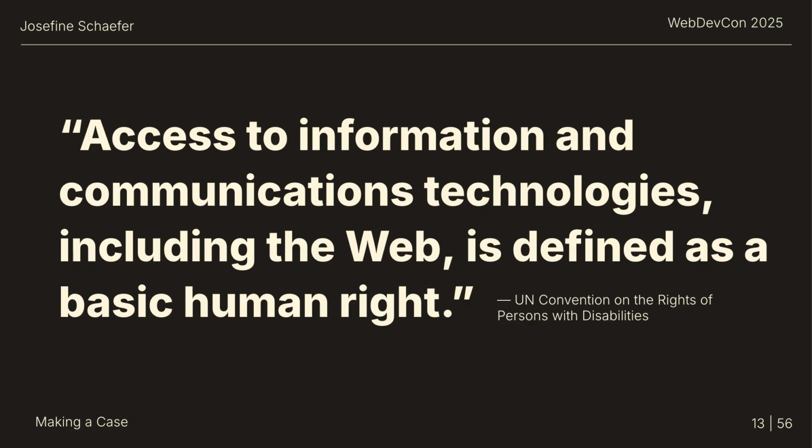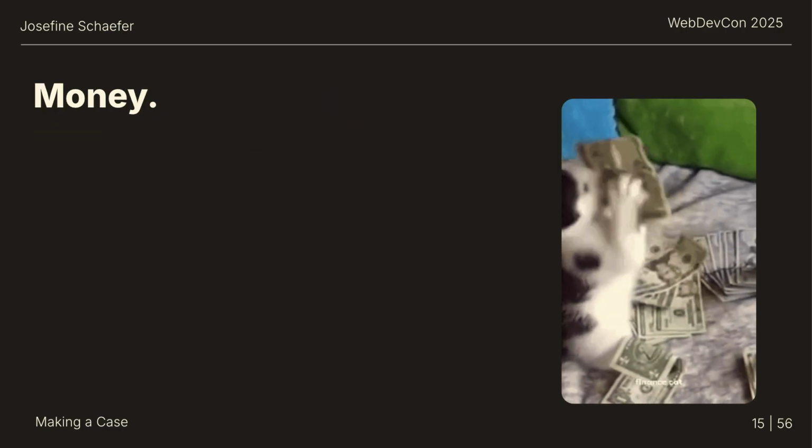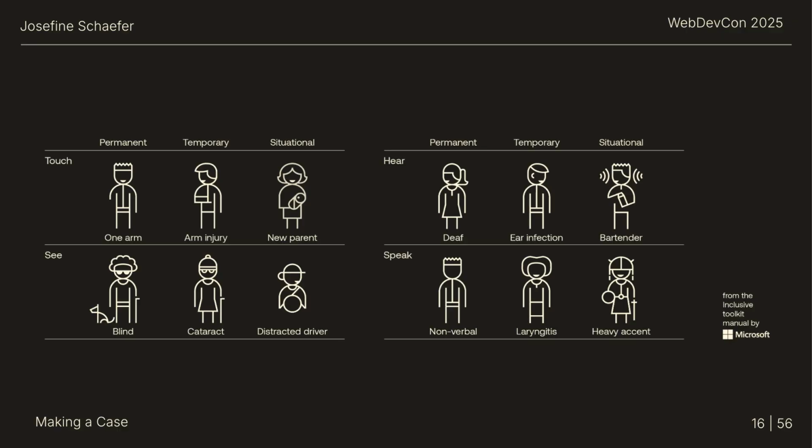Access to information and communication technologies is defined as a basic human right, right? And I would have thought that that kind of ends the conversation and makes it clear for everybody that they should care about it. However, usually, as I mentioned, that's not the case. So what really convinces people to care about web accessibility is usually the money involved. And maybe you will come back to this if you work in accessibility.